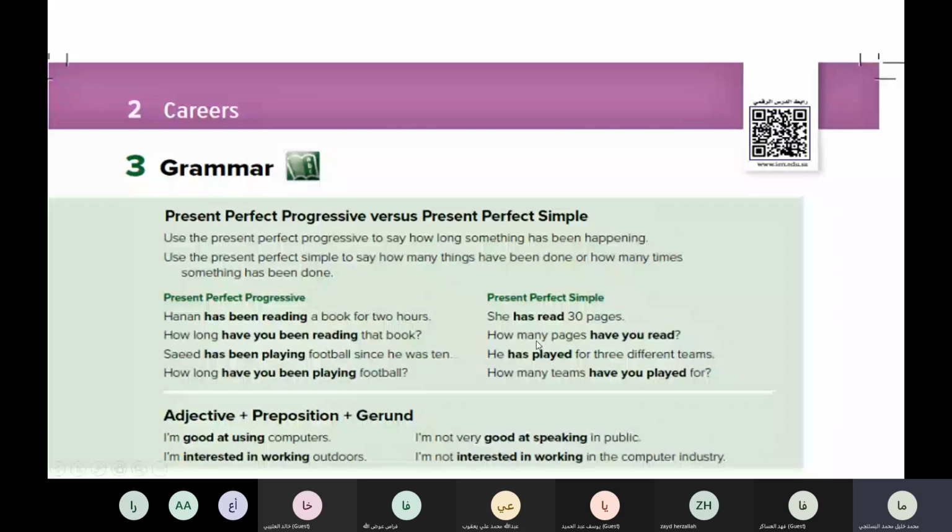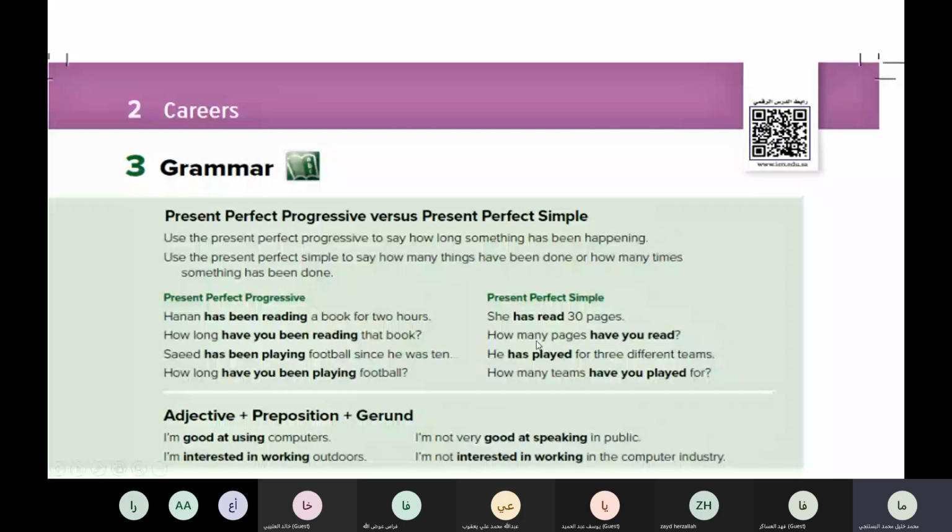Now, if you want to ask about the teams which he played with up to now, we ask how many teams has he played for? Okay. Well, he has played for 3 different teams. Okay, who can read the question? Yes, Muhammad. Here.